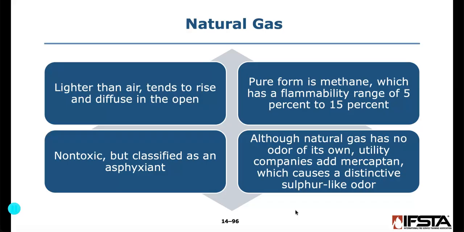Pure form is methane, which has a flammability range of 5 to 15%. It's non-toxic, but it can be an asphyxiant, so you're going to have your SCBA on anyway. Although natural gas has no odor of its own, they put this thing called mercaptan in there, and it's got a really bad odor, like that rotten egg odor. When refineries are burning off some of the gas that's produced, they have that mercaptan in there, and you can smell that. A lot of natural gas will have that additive so that you can smell it when there's a leak, because it's odorless, right? So it is lighter than air, so it's going to rise and diffuse out in the open.